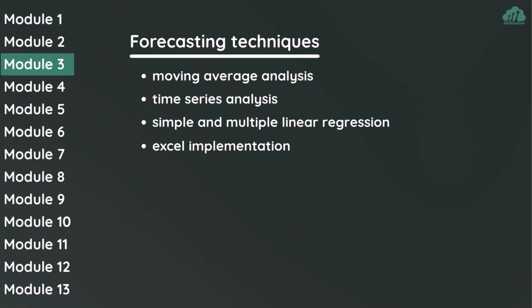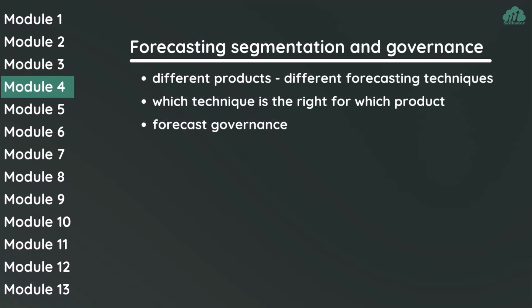Then in Module 4, Forecast Segmentation and Governance, we'll take it a step further by understanding why different products require different forecasting approaches and how to apply the right technique based on the business context. We will also cover forecast governance and understand how forecasting is typically managed in organizations.